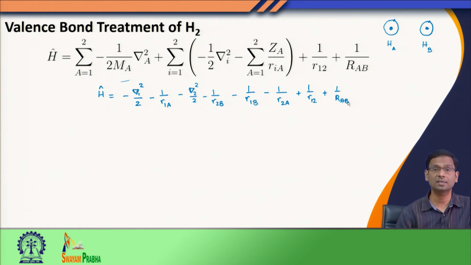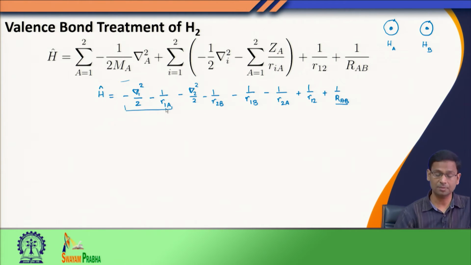Please note we are writing this Hamiltonian in atomic units. Therefore, the mass of the electron is 1, h bar is 1, 4 pi epsilon 0 is 1 and the charge of the electron is 1. That is why we have this simple expression for the Hamiltonian operator. So, now this is the total electronic Hamiltonian that we have. Mind you, this is a constant.